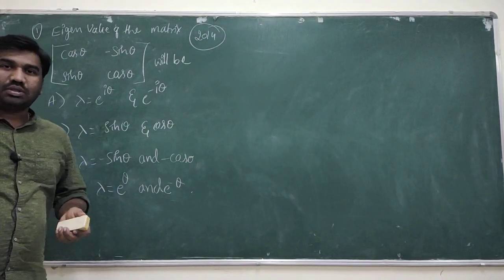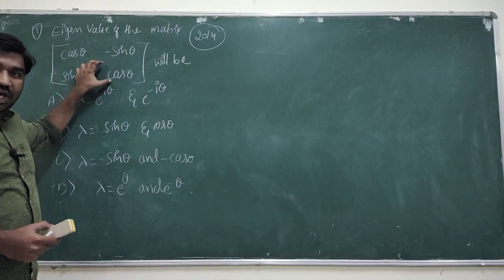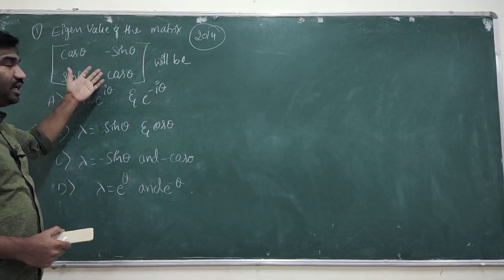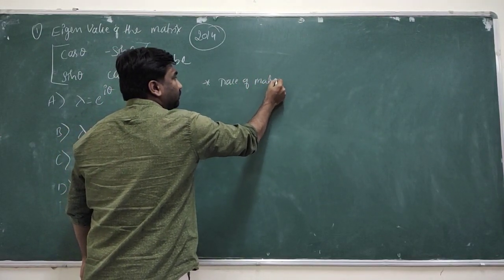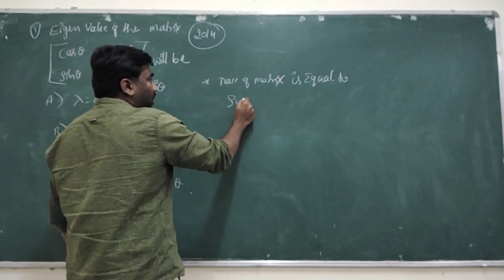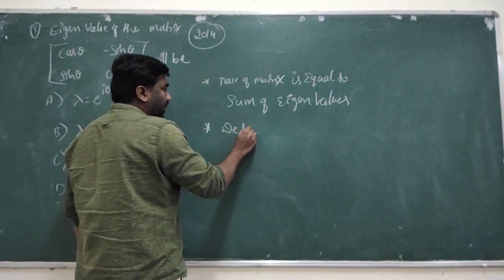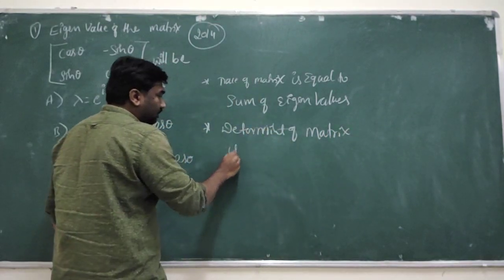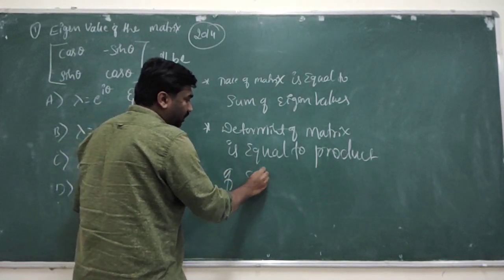Here it's better to use a property of eigenvalues: the trace of a given matrix is equal to the sum of the eigenvalues, and the determinant of the matrix gives the product of the eigenvalues. So trace of matrix is equal to sum of eigenvalues, and determinant of matrix is equal to product of eigenvalues.